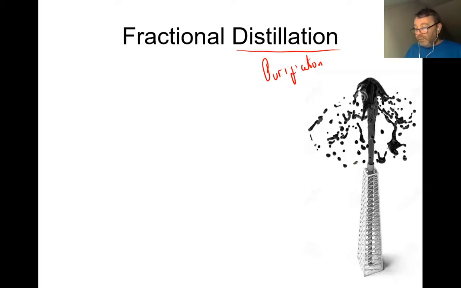All right. So what's fractional? Well, fractional just means pieces. So therefore, here we're going to use the process of distillation to break something up into fractions, to break something up into pieces. What are we going to break up into pieces? And the answer is this thick, black, smelly liquid that you see up here, which we call crude oil.